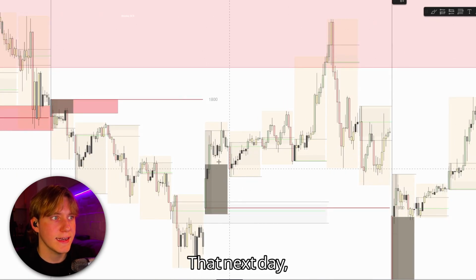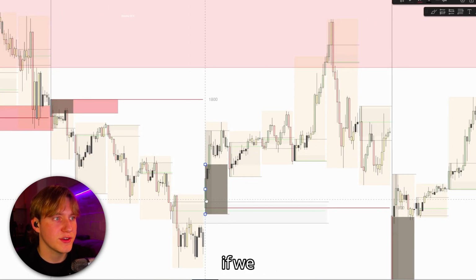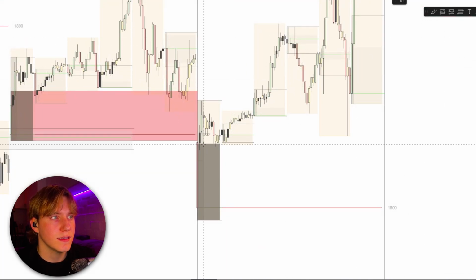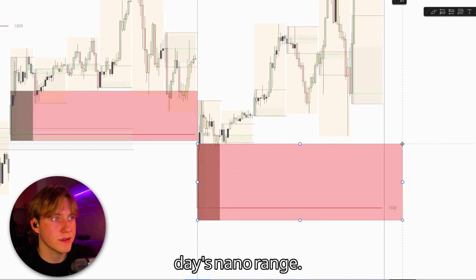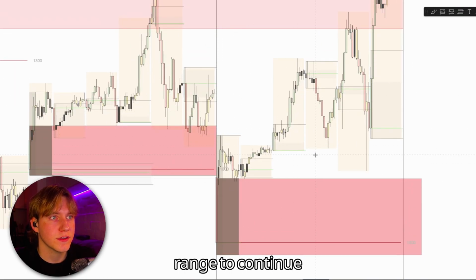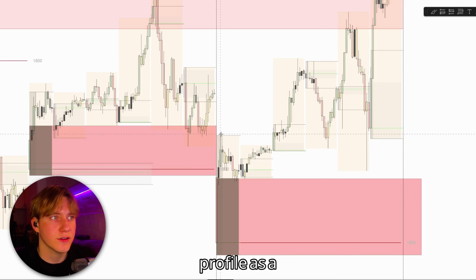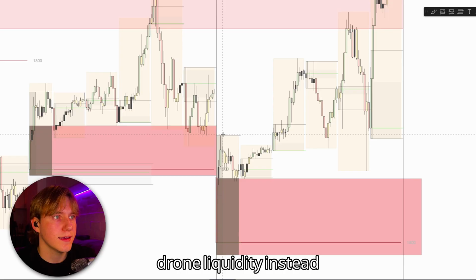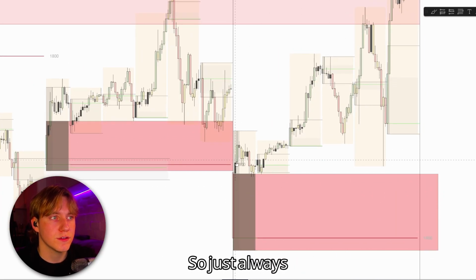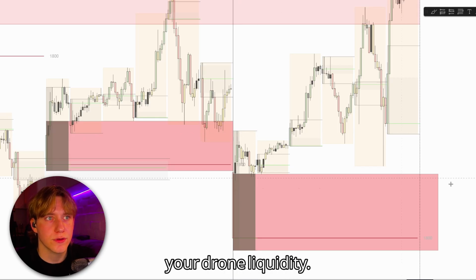That next day, nano range, if we draw it out, we could see it being used as drawn liquidity and then price reversing every single time we touch that nano range. Let's move on to that next day's nano range. We can see price confirming above this nano range and then reacting off of that nano range to continue higher and it acting as drawn liquidity. We're pretty much just going to use this entire 1800 profile as a drawn liquidity instead of just this nano range, expecting price to always touch this nano range. So just always use that entire profile as your drawn liquidity.